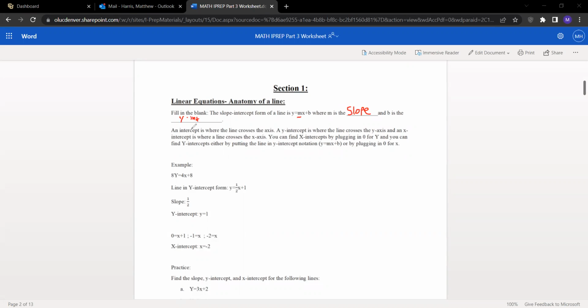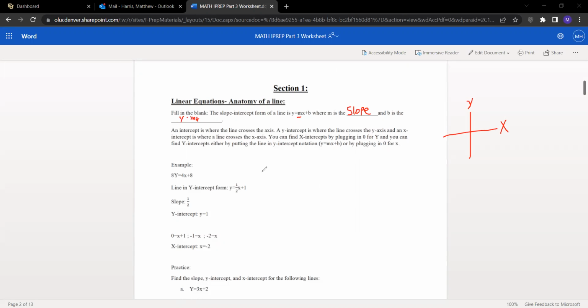An intercept is where the line crosses the axis. The y-intercept is where it crosses the y-axis, and the x-intercept is where it crosses the x-axis. If you remember, up and down is y, left to right is x. You can find x-intercepts by plugging in 0 for y, and you can find y-intercepts by plugging in 0 for x, or by looking at the y-intercept notation. It's either going to be b in an equation like this, or you can just plug in 0 for x.